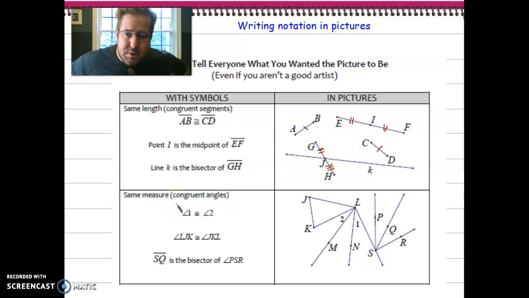So keep in mind, geometry is all about what you can prove. So not assume. There's no assumptions in geometry. I can prove that these 2 segments are the same based upon the information given.